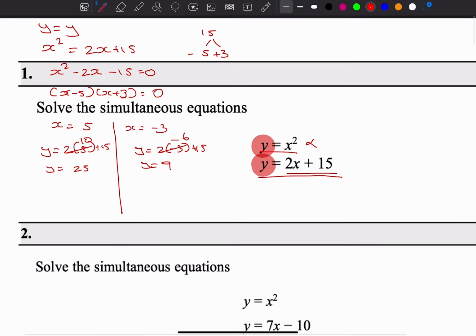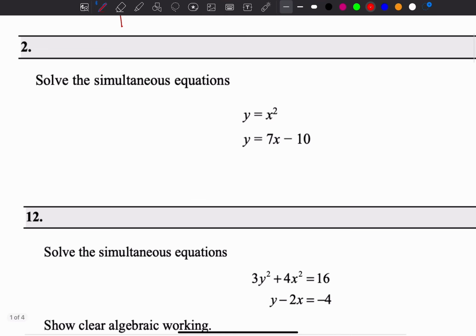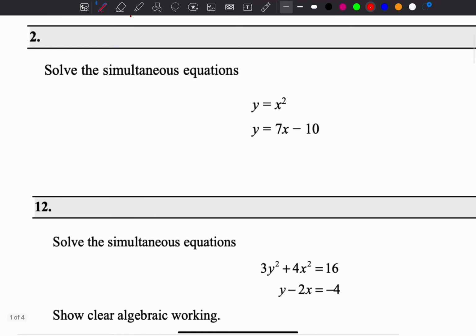Next one. So these are your set of answers. Same thing I will do here. I'll make y equals y. So y equals y, and then just do that. So x squared equals, what's that? 7x minus 10. Bring it inside. X squared minus 7x plus 10 is equal to 0.